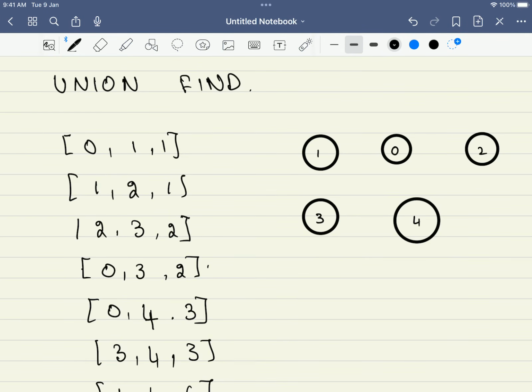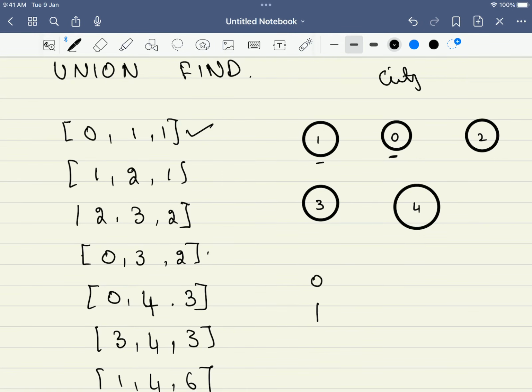Now let's understand union find with the help of a story. Now there is a city, and there are 5 people in this city, and there is a huge war in the city. Okay, now what do they decide? Now 0 and 1 are coming together and they are forming a coalition. 0 and 1. Now they just can't form the coalition, right?